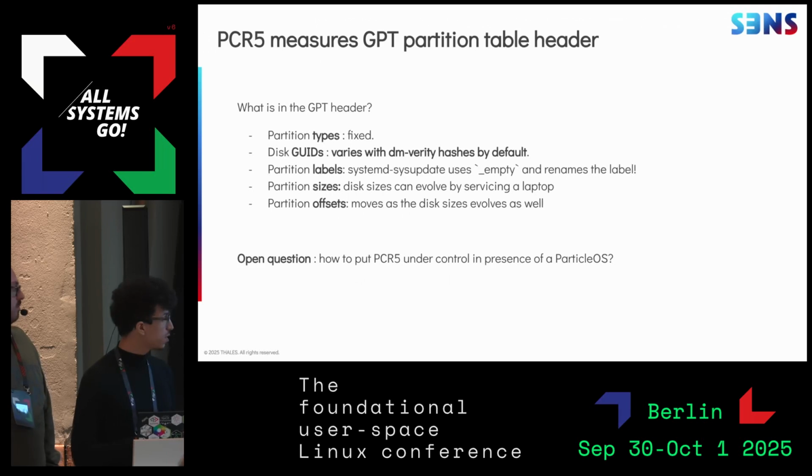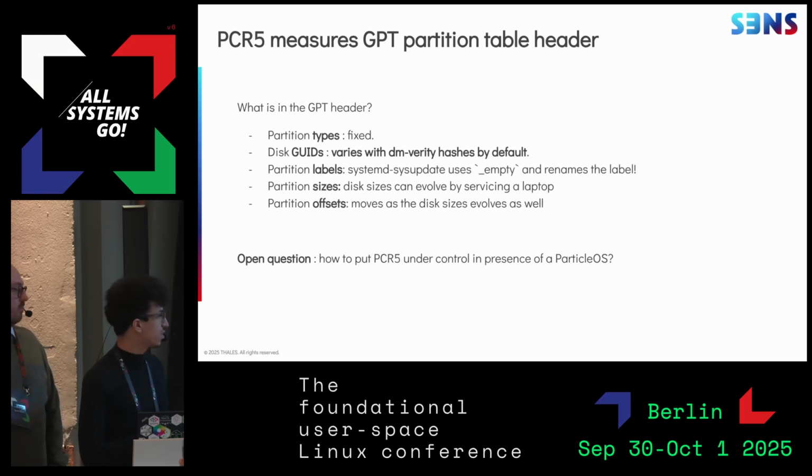If you're using the systemd-repart setup generator, for example, it relies on the UID, extracts a part of it, and uses this to learn the dm-verity hash. So disk UIDs vary as the dm-verity hash varies. Okay. And then partition labels. systemd-update, for example, uses _empty to discover an empty partition where to install the new update, and then renames the label. So this is not fixed as well.